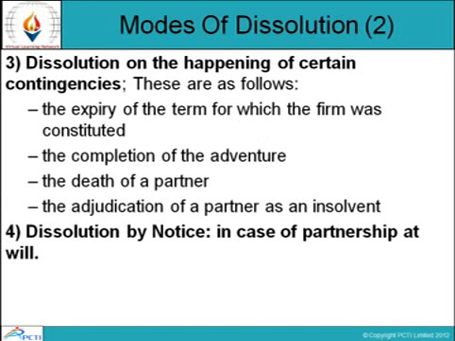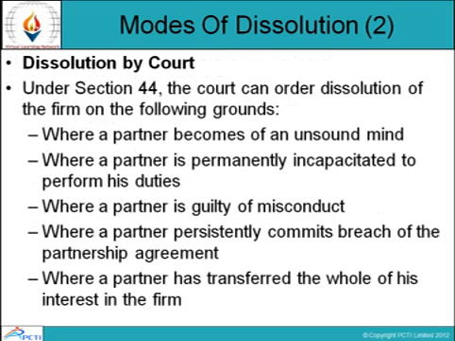Modes of dissolution: 3, dissolution on the happening of certain contingency. These are as follows: the expiry of the terms for which the firm was constituted. Number 2, the completion of the adventures. Number 3, the death of a partner. Number 4, the adjudication of a partner as an insolvent. Dissolution by notice in case of partnership at will.